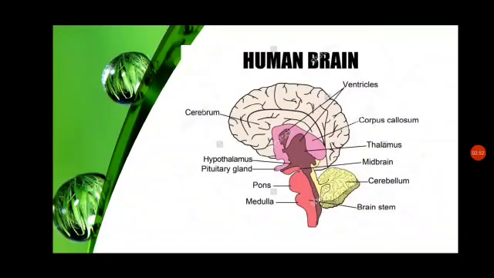Here is the diagram of the human brain. You can see there are different parts, like the ventricles. Ventricles are the spaces in the brain. Then there are the cerebrum, hypothalamus, pituitary gland, pons, medulla, brainstem, cerebellum, midbrain, thalamus and corpus callosum.